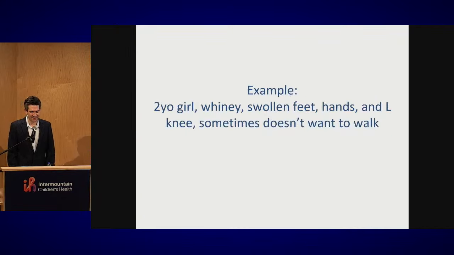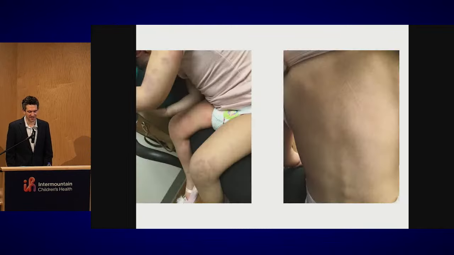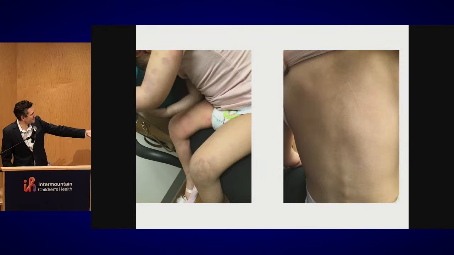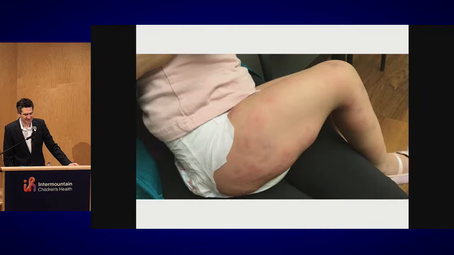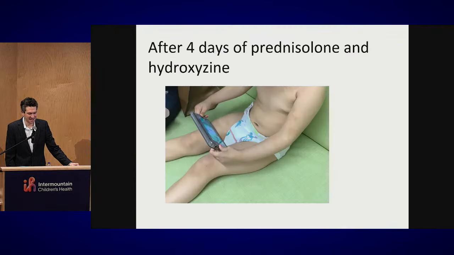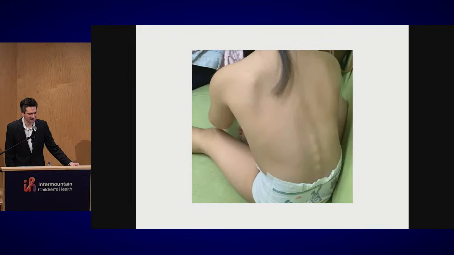And then I just have another example of one of my patients who had this condition, 2-year old, whiny, swollen feet, doesn't want to walk sometimes. See, these ecchymotic changes are characteristic. So we put her on prednisolone and hydroxyzine, and 4 days later, this is what she looked like. All cleared up, except for some mild residual pigment changes.